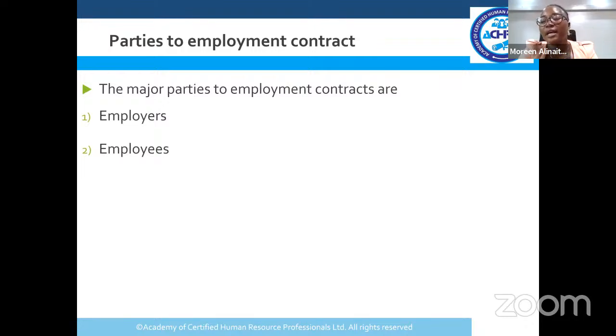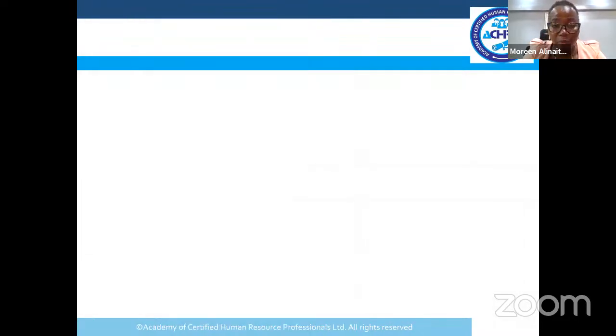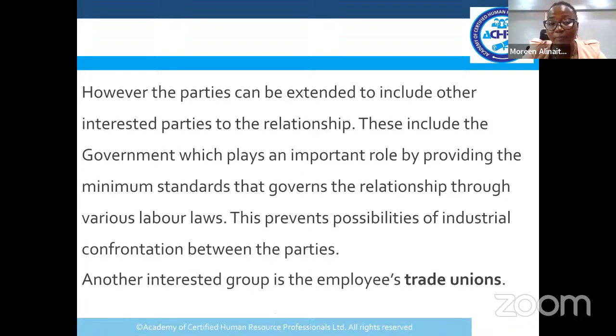Now, all the terms we've discussed, the salary, the leave, and all that, it applies to 2 kinds of people who are the parties to the employment contract. The major parties of the employment contract are the employer and the employee. But there can be third parties to these contracts. The contract can be extended to include other interested parties in the relationship.